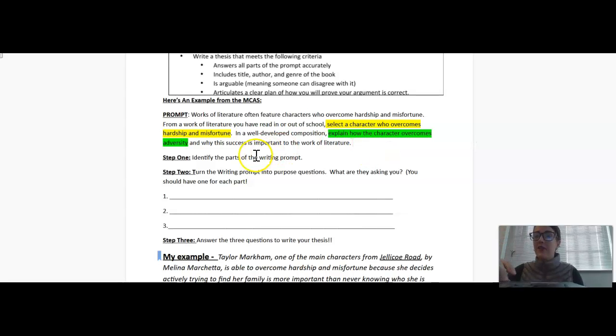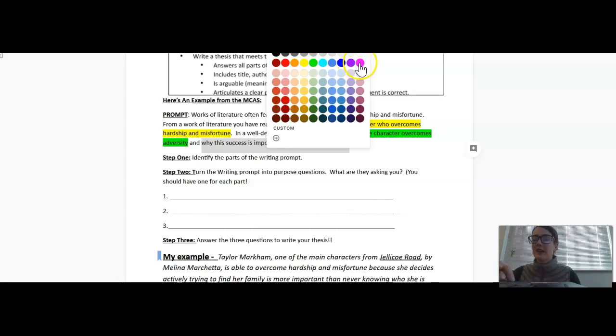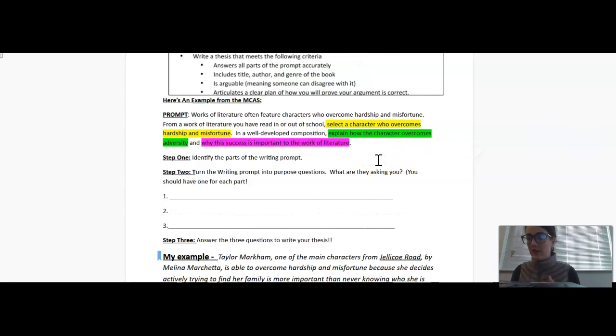That's part two. And then the last part, explain why this success is important to the work of literature. So it can't just be a character who overcame misfortune, but it has to be more. It also has to be one that you can explain well how they overcame those misfortunes. And lastly, their success needs to be really important to the work as a whole. So you're probably thinking about someone who was a main character, one of the protagonists maybe. That's what I'm thinking to myself. It needs to be really significant. It can't just be a tiny detail in the book.